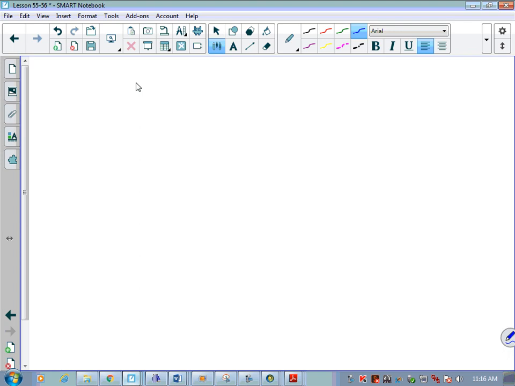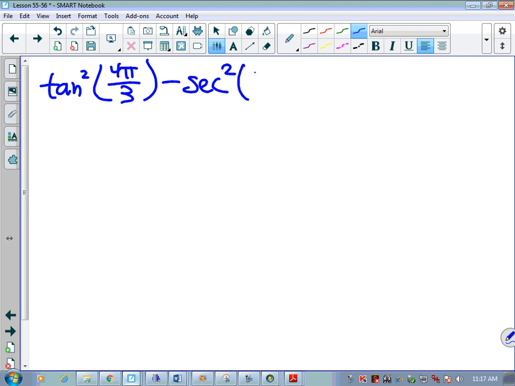Okay. All right, so somebody read this number 11 off for me. We have tangent squared, and then it's in radians, right? Okay, what is it? 4 pi over 3. What else is after that? What's it minus? Secant squared, negative 11 pi over 6. Is that it? Yeah. Okay.